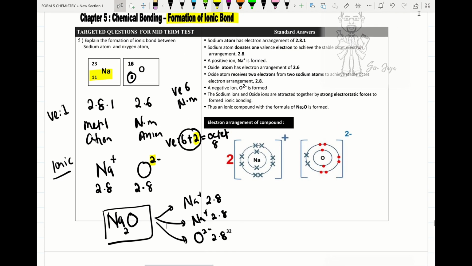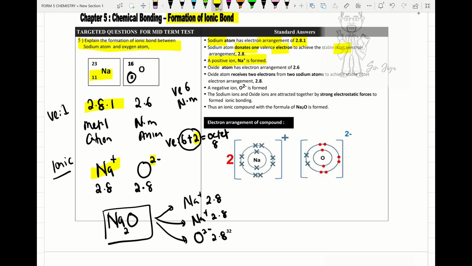Alright, how to answer this question? We check the question: explain the formation of ionic bonding between sodium atom and oxide atom. Sodium atom has electron arrangement of 2.8.1. This sodium atom will donate 1 valence electron to achieve stable octet electron arrangement. Thus, a positive ion, sodium ion, is formed.